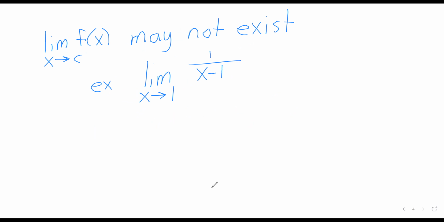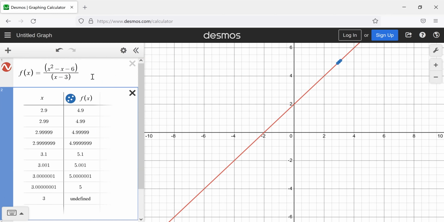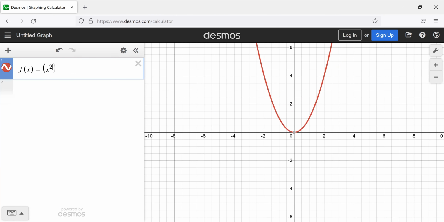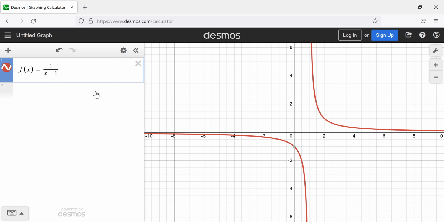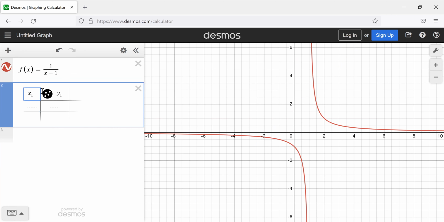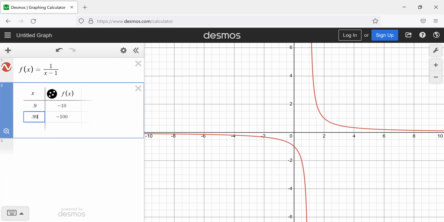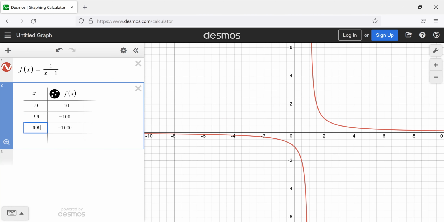But if we go back to Desmos and numerically investigate this, once again using a table, here's x, here's f of x. Let's let x get close to 1 and see what number f of x is approaching. And we'll quickly realize that f of x isn't approaching a number as x gets close to 1. As x is getting close to 1, f of x is just jumping down. It's going towards negative infinity.